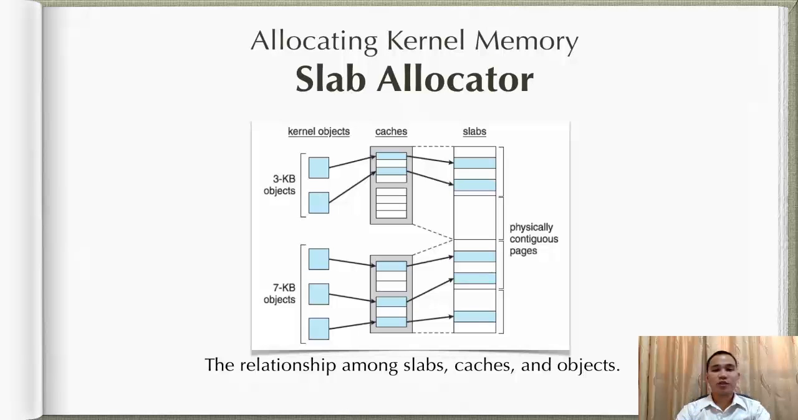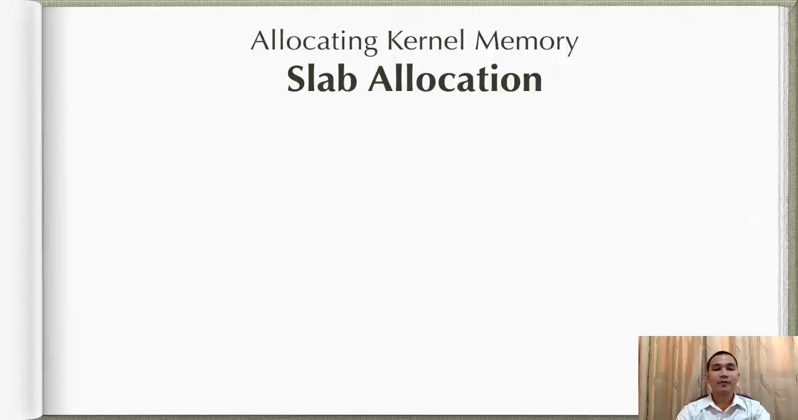The figure shows here a relationship among slabs, caches, and objects. In the figure, there are two kernel objects, 3 KB in size, and another 3 objects, 7 KB in size, each stored in a separate cache. The slab algorithm uses caches to store kernel objects.